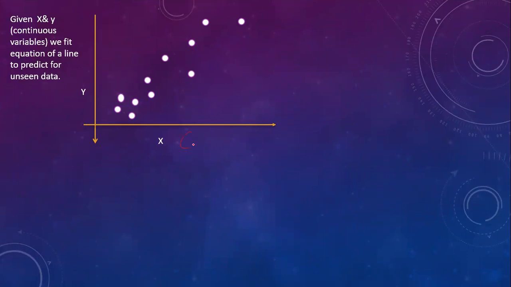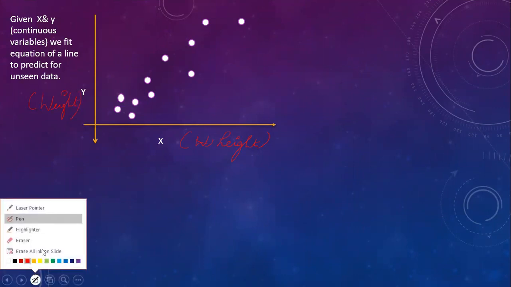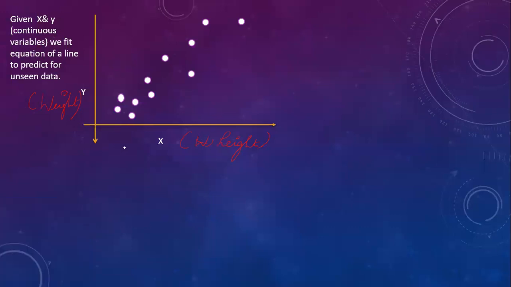Like I have told you, x is height, and y is weight. So how to draw that line? That line is called the regression line. Given x and y continuous variables, really very important, continuous variables, we fit the equation of a line to predict for unseen data. So this is regression.